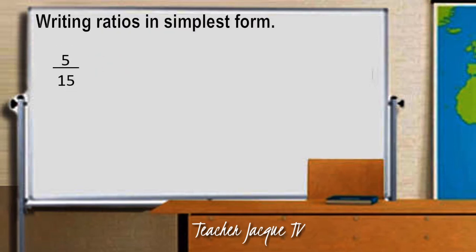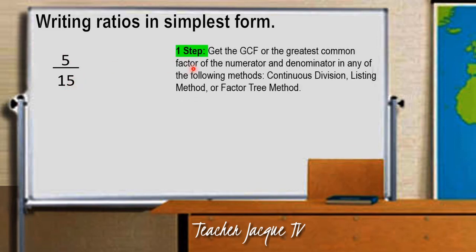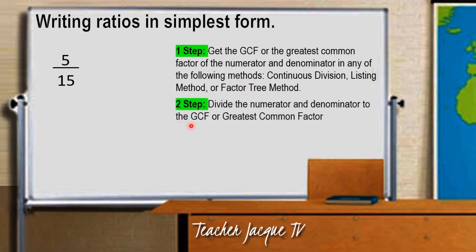Okay, let's have our last example of fraction form. 5 is to 15. Okay, same step, same process. Step 1, we will get the GCF. So for our discussion, I am using the continuous division method. But if you want to use the listing method or the factor tree method, pwede din naman. Step 2, we will divide the numerator and then the denominator to the GCF or to the greatest common factor.